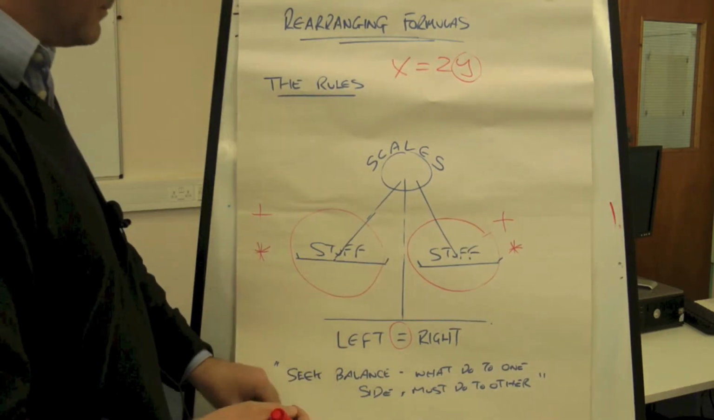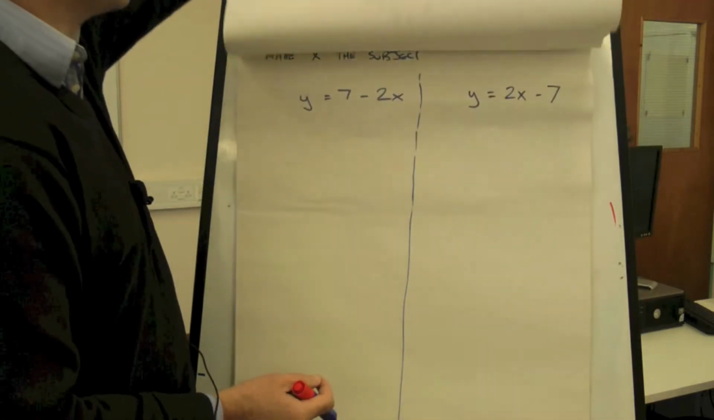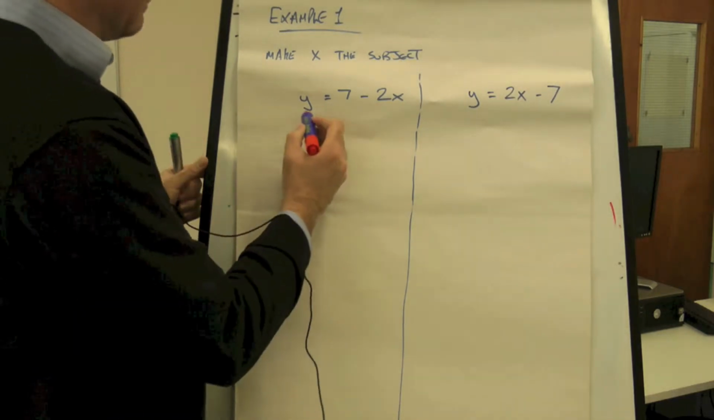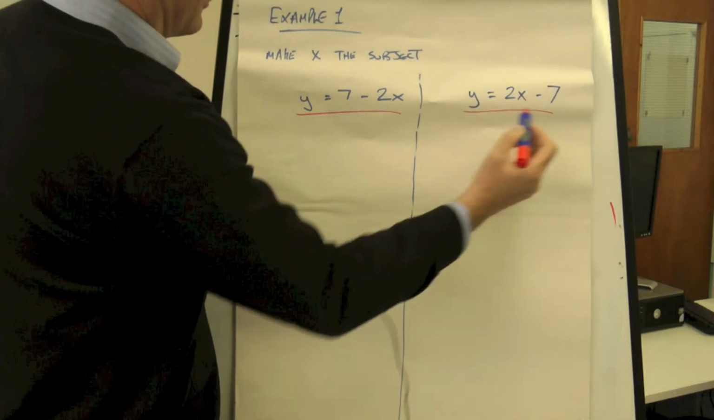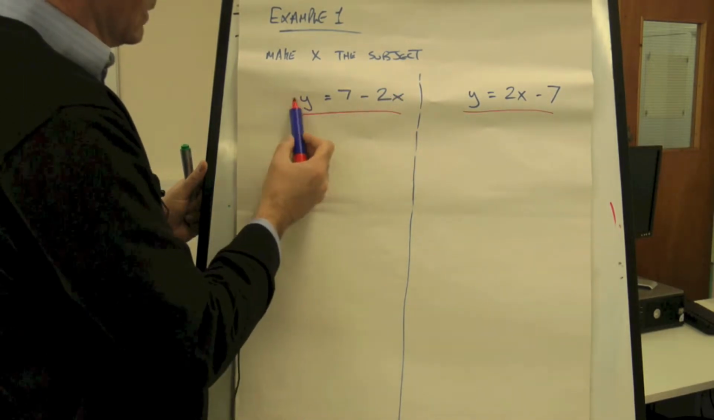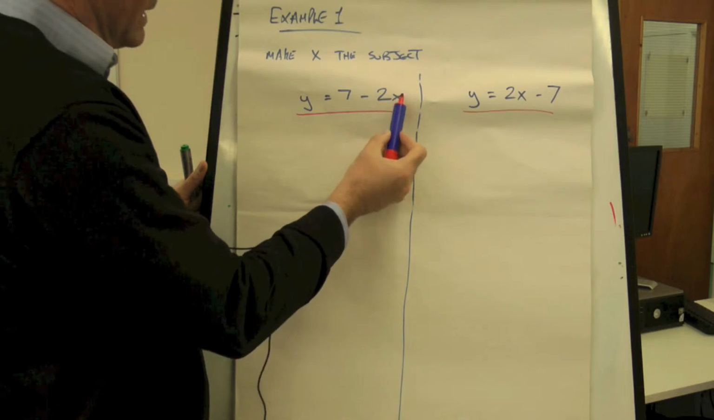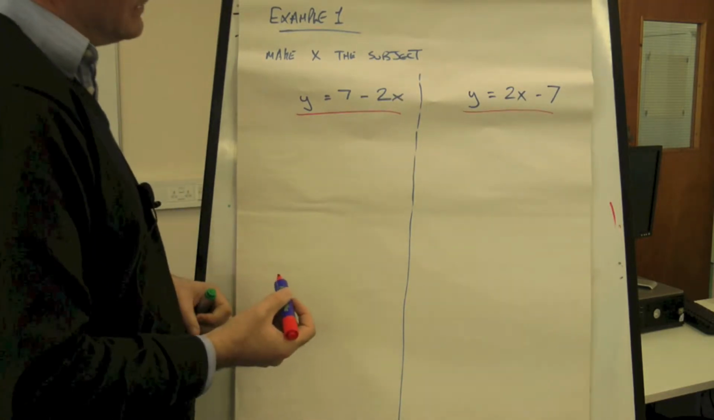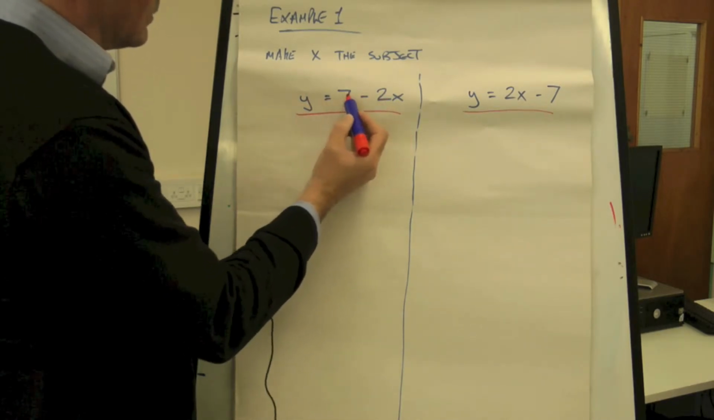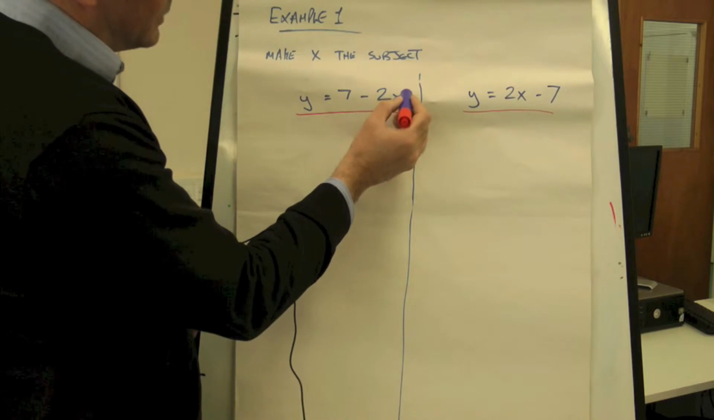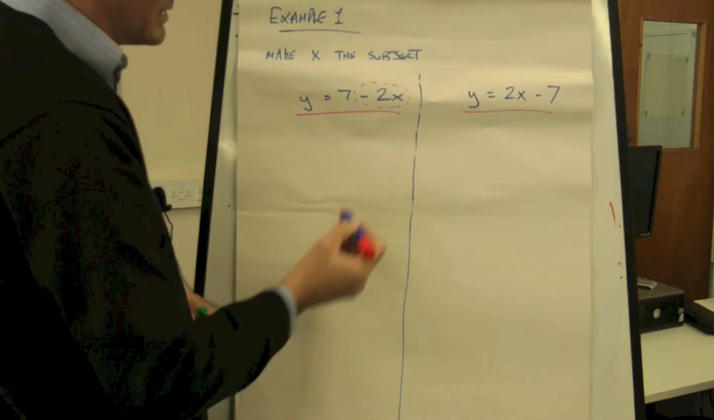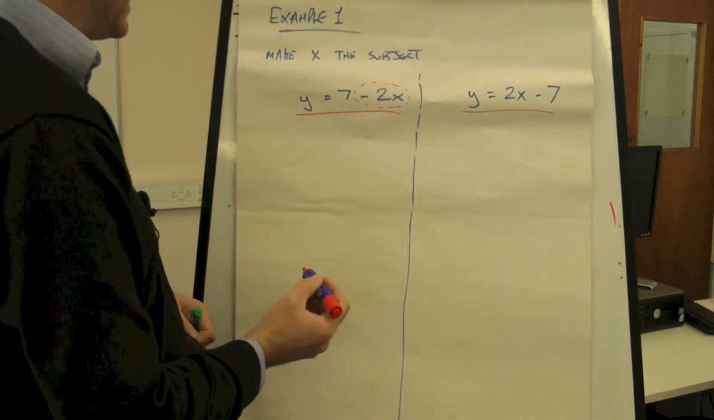So let's take through a few examples to illustrate how to rearrange formulas, or transpose as they call it. I've got two examples I'm going to take through, and I'm going to try and make x the subject, so I want to get x on its own. At the moment, y is the subject, so I now want to get x as the subject. Here I've got y equals 7 minus 2x. If I want to get x on its own, I also want to make x positive, because positive numbers are easier to deal with than negative numbers.